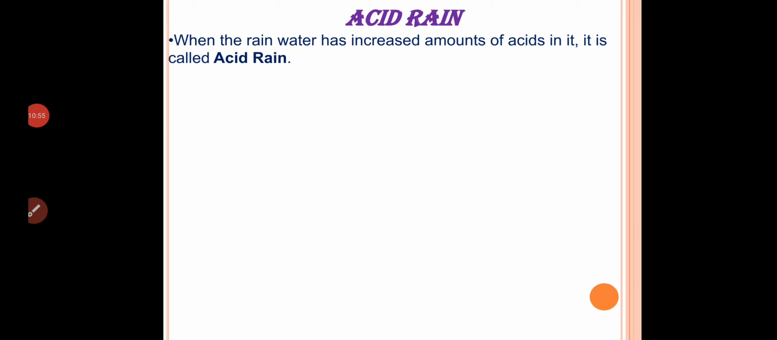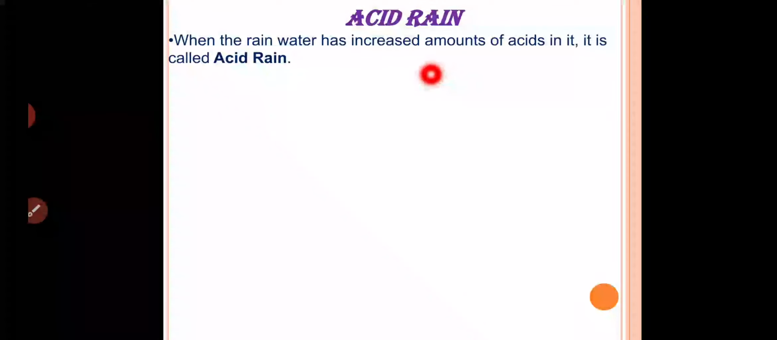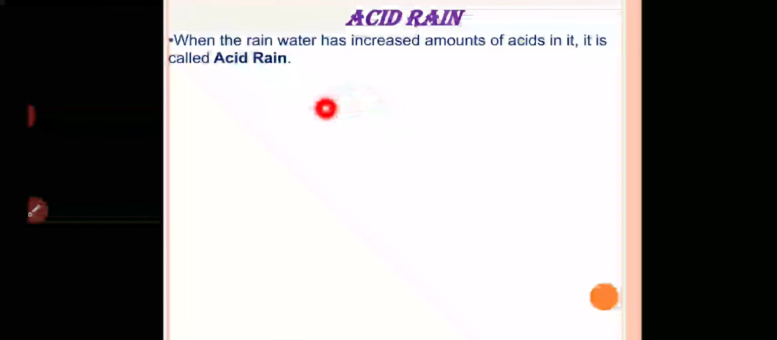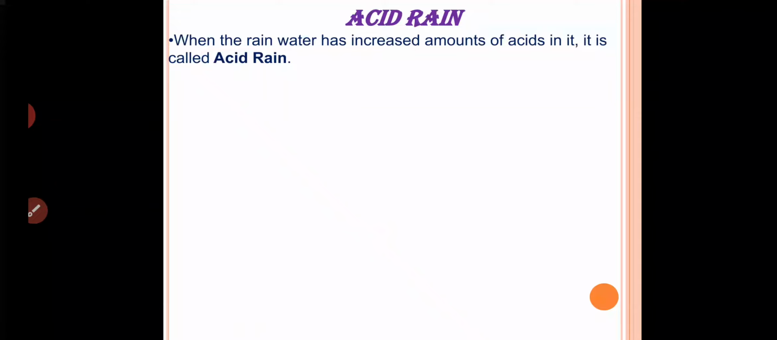Now we are going to study a natural reaction, that is acid rain. Students, we are already familiar with rain, right? So acid rain means what? Does acid come with the rain? No, not like this. In nature, as we showed some reactions, some reactions are also going on, and those reactions create acids, and those acids mix with the rainwater and come down as acid rain.